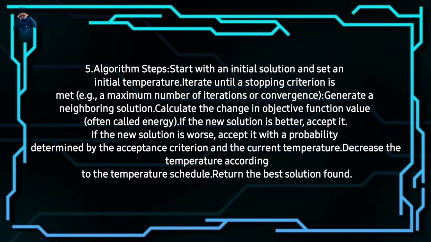4. Algorithm steps. Start with an initial solution and set an initial temperature. Iterate until a stopping criterion is met. Example: a maximum number of iterations or convergence. Generate a neighboring solution. Calculate the change in objective function value, often called energy. If the new solution is better, accept it. If the new solution is worse, accept it with a probability determined by the acceptance criterion and the current temperature. Decrease the temperature according to the temperature schedule. Return the best solution found.